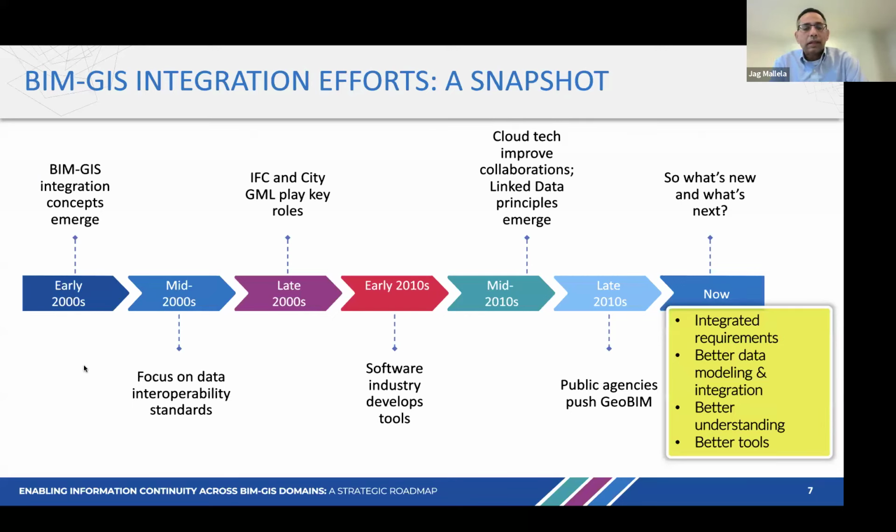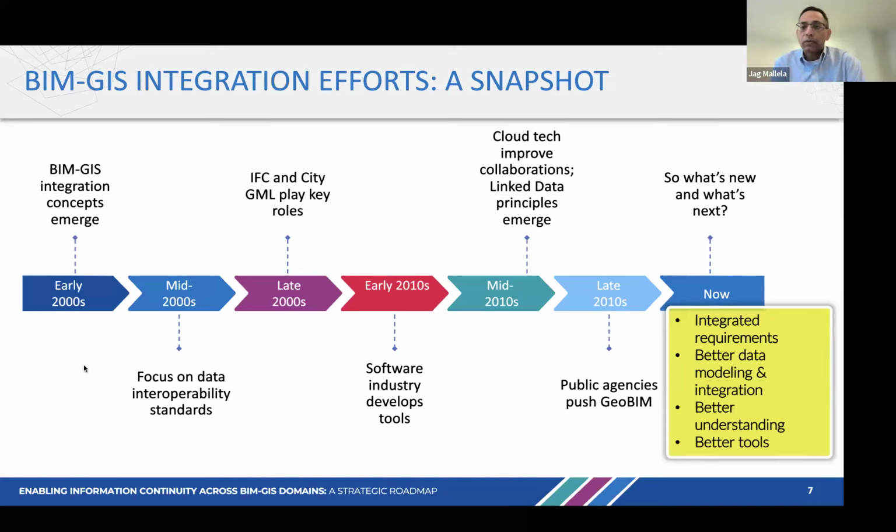We have better data modeling and integration. We are talking about modularity of data, data models not being very, very large, but compartmentalized in a way that we can connect to the piece that we want. We have better techniques for connecting data, like, as I mentioned, linked data. We have better understanding from our stakeholder organizations, whether they are infrastructure owners or policymakers, on how BIM and GIS can come together.